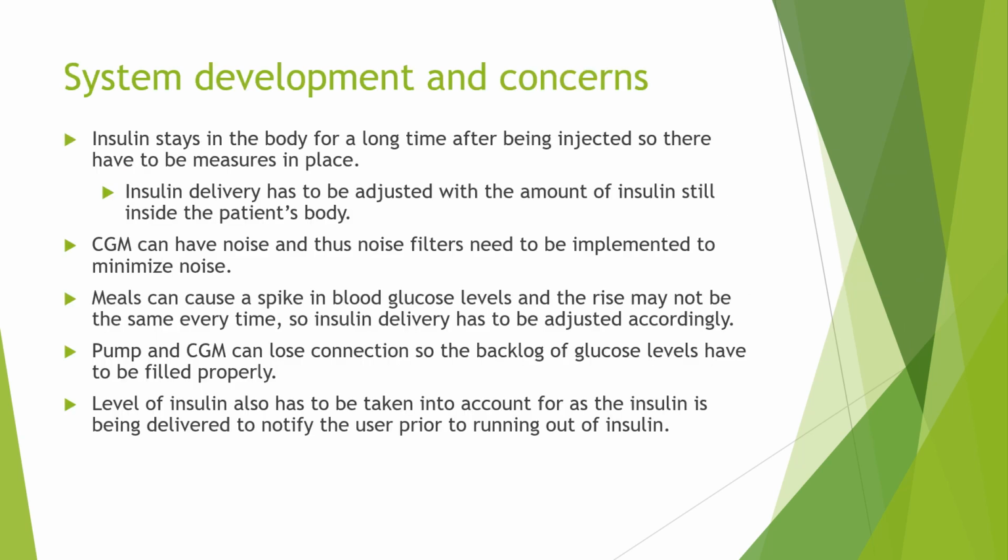As for system development and concerns, there are a lot of simplifications involved in making this model. For example, I assumed that a person will eat exactly at 8 hours, and every time they eat, the blood glucose level will shoot exactly to 180 milligrams per deciliter. But that is definitely not the case. There's variation between how the CGM reads values and how much sugar is in the blood, how much sugar is in the food that was consumed, and how the human body functions. So we want to take that into account when the insulin is delivered, and be able to adjust those insulin deliveries to those variations.